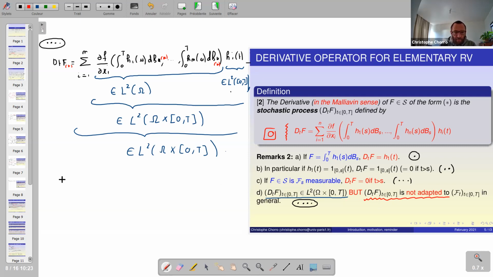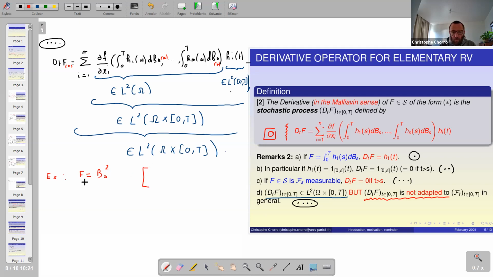So let's see an example in order to prove this. If I take f equal to Bs square, I can write what?